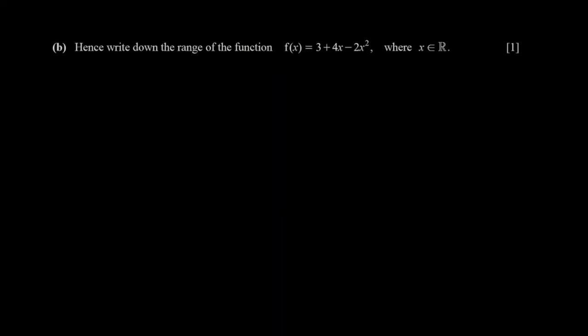Let's have a look at part B. Hence, we want to write down the range of the function. So it's the same function where x has a domain of all the real numbers. Now, what does the range mean? The range is the set of all output values. In this case, it's the y values, the y coordinates, whereas the domain is the set of all the input values, which is the x values. So domain is the x's and range is the y's.